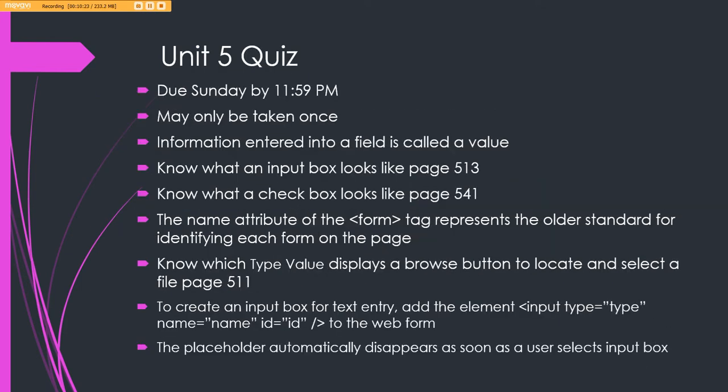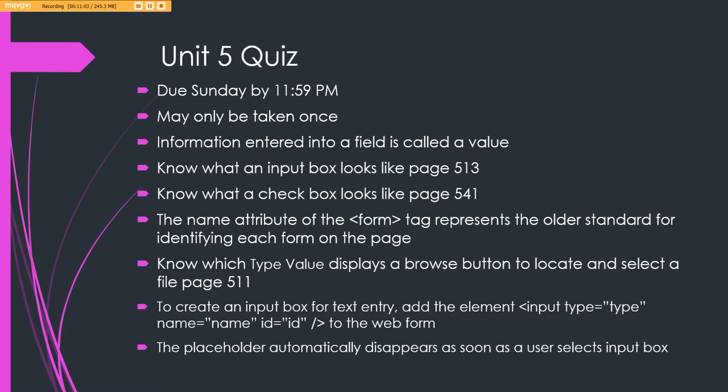The Unit 5 quiz is due Sunday at 11:59 p.m. and it may only be taken once. Information entered into a field is called a value. Know what an input box looks like, page 513. Know what a checkbox looks like, page 541. The name attribute of the form tag represents the older standard for identifying each form on the page. Know which type of value displays a browse button to locate and select a file, page 511.